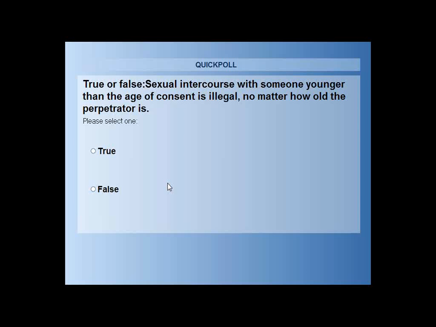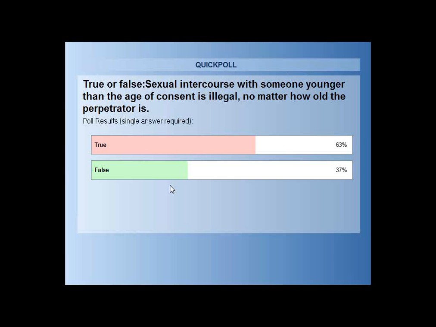Three, 2, 1. Okay, I'm going to go ahead and close the poll and share the results. So the majority of you determined that it was true, that sex with a minor, no matter the age of the perpetrator, is statutory rape. But in fact, it's false.